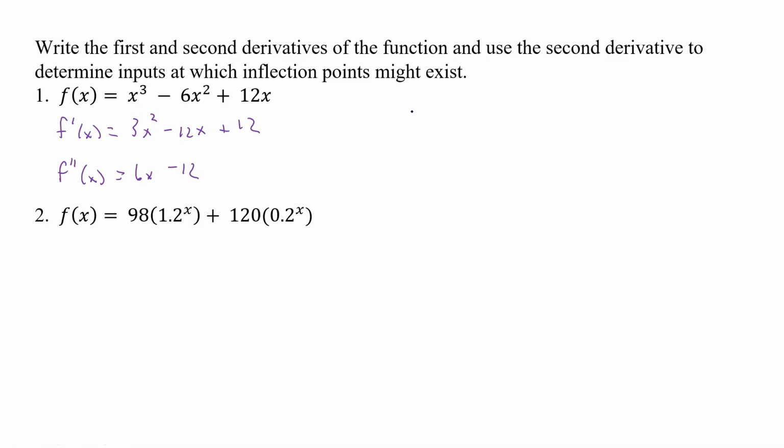And so now I'm going to say, okay, well, let's set that equal to 0. And so now 6x is equal to 12, so x is equal to 2. And so that's going to be my input for the possible inflection point that might exist. And so that's going to be where I plug it in. And I'll plug that back into my original function too. And if I go to my graph, it should be the inflection point.